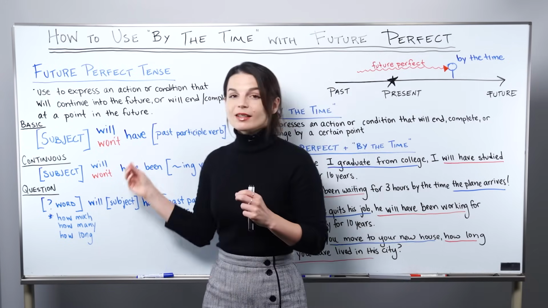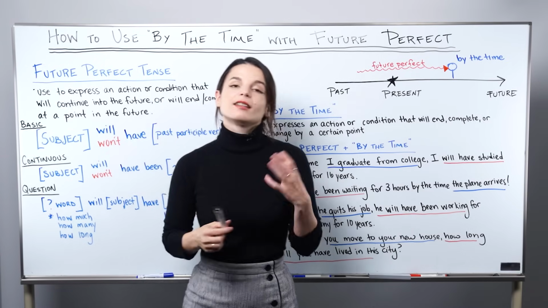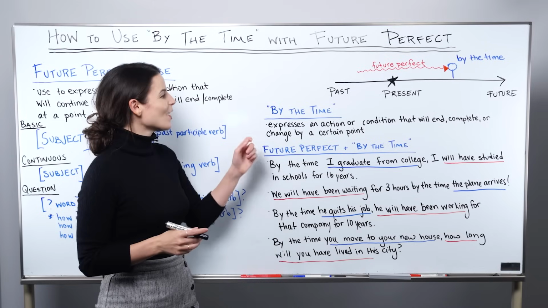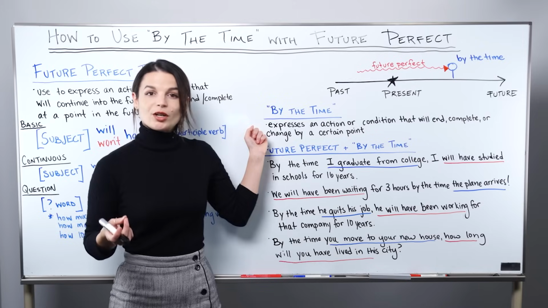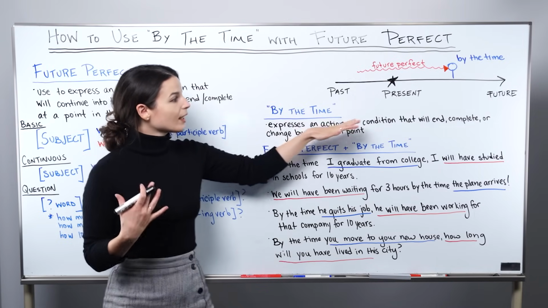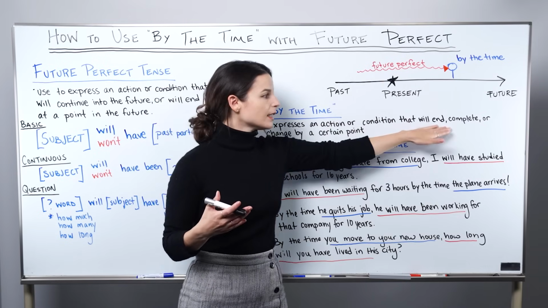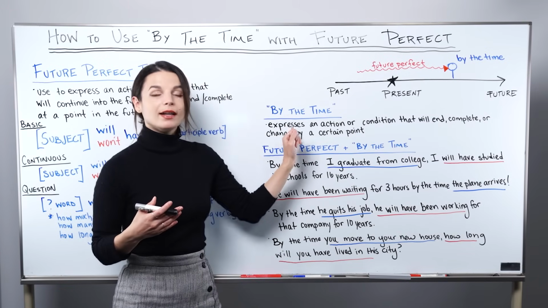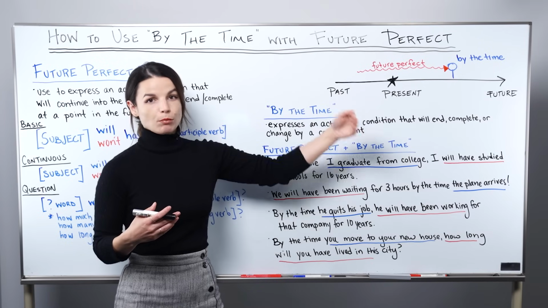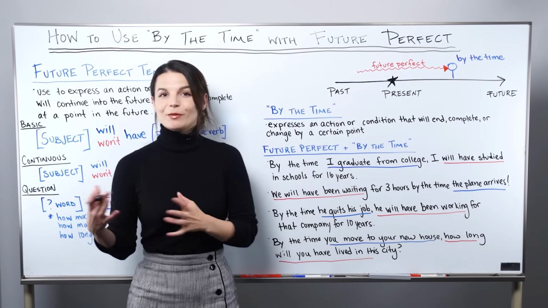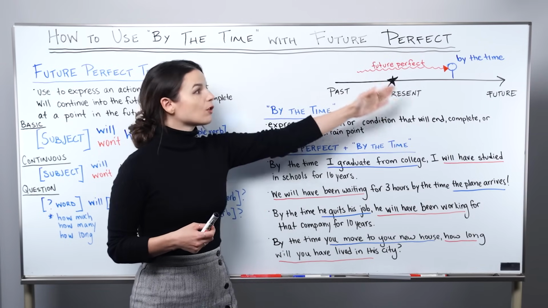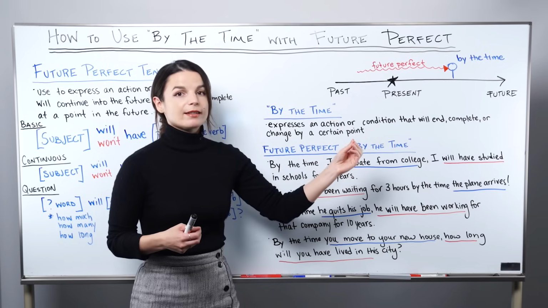Okay? So, with this grammar refresher in our mind, let's look at by the time, and then let's look at how we use these grammar points together. So, by the time is the focus expression for this lesson. We use by the time to express that an action or a condition will end, complete, or change by a certain point. We can use by the time in the past or in the future. In today's lesson, we are focusing on using this with future perfect tense expressions.